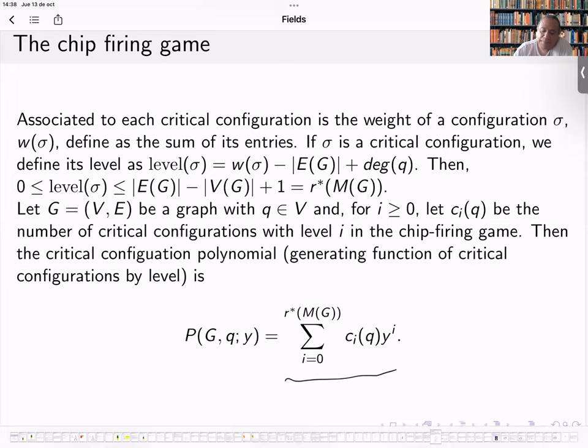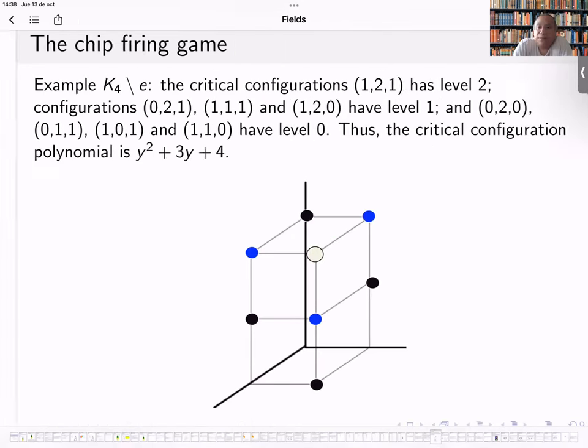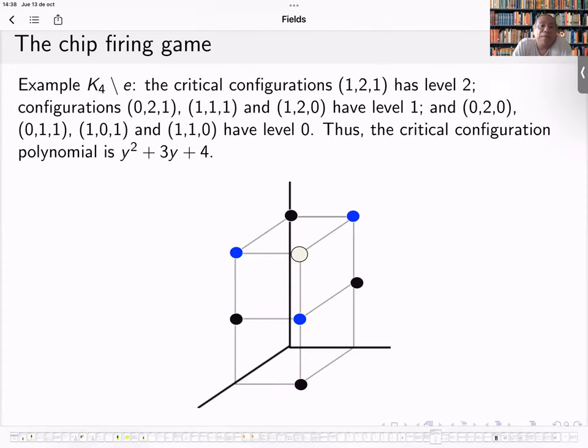So for example, in the diamond graph, that is K4 minus an edge, like in the example that we were working in, we will get 8 critical configurations corresponding to the 8 bases of that graphic matroid. There will be 1 of level 2, there will be 3 of level 1, and there will be 4 of level 0. And I can draw them in the space, as you can see. And then the critical configuration polynomial will be y squared plus 3y plus 4.